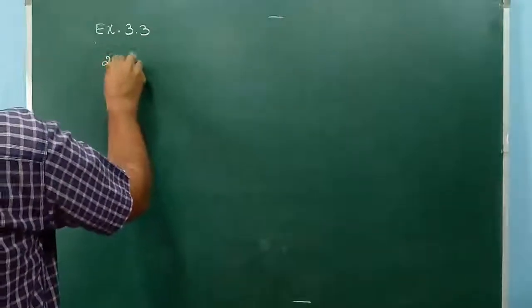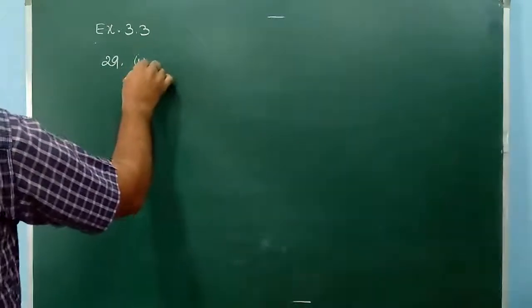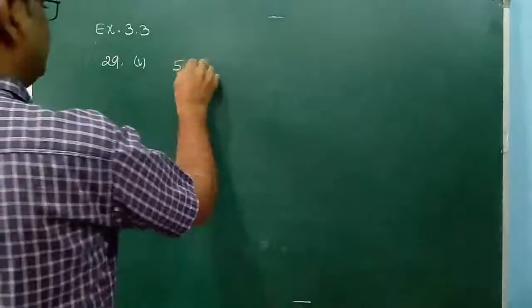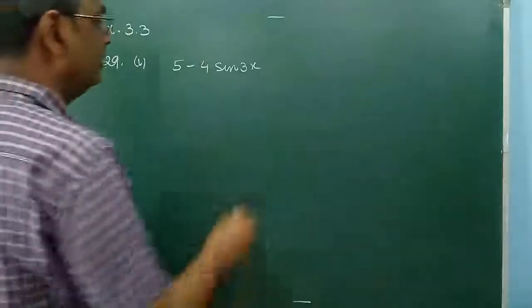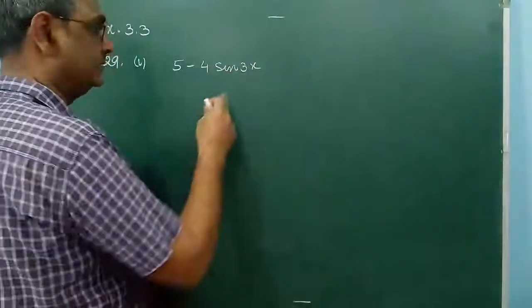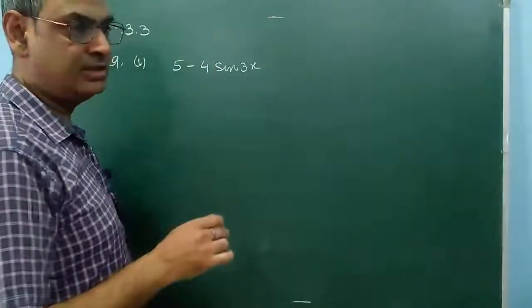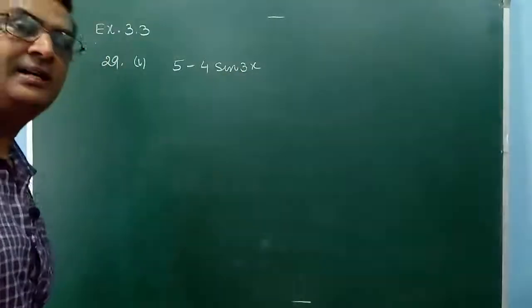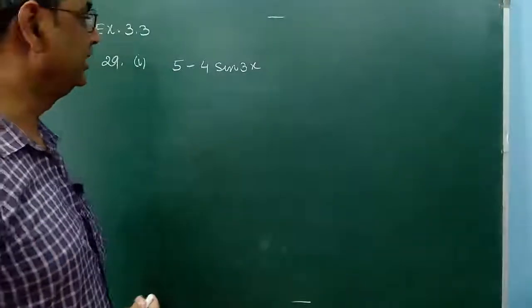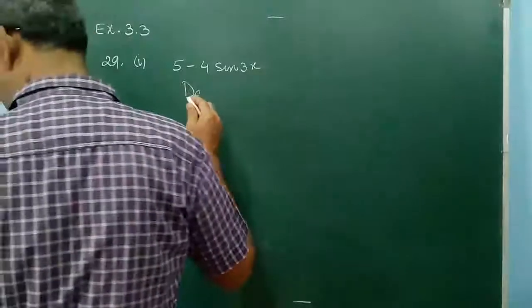Now question number 29. We have to find the domain and range of the function. The first part of the question is 5 minus 4 sin 3x. Here for all the values of x, any value you can give, the value of sin 3x will be lying between minus 1 and 1. So here we write, domain of the function belongs to R.